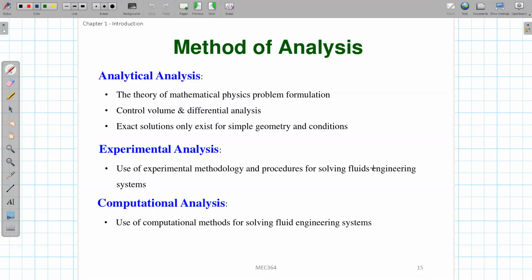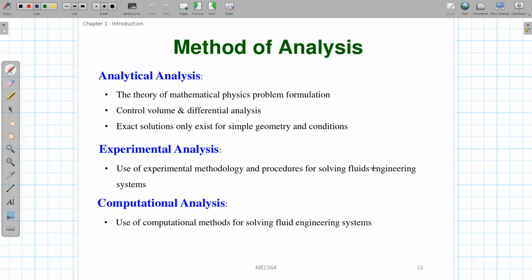Okay, so this shows that computational analysis is also a very powerful method you can use. Again, we have these three methods, and because this class is the introduction class, we'll mostly focus on the first one. We'll mostly focus on the analytical analysis method.